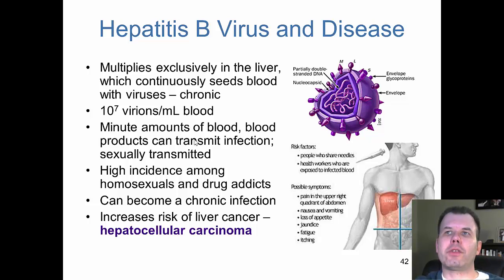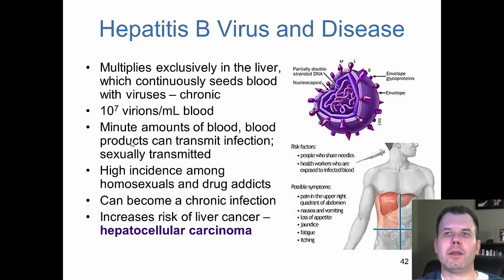Okay, it multiplies exclusively in the liver, which continuously seeds the blood with viruses, and that becomes a chronic condition. It gets up to about 10 to the 7th virions in the blood, so you do see that. And you get minute amounts in blood. Blood products can transmit infection, and it can be sexually transmitted. So again, unprotected sex can transmit this disease.